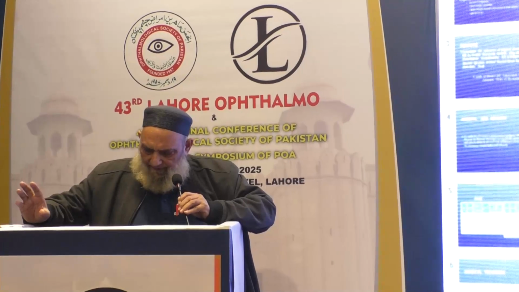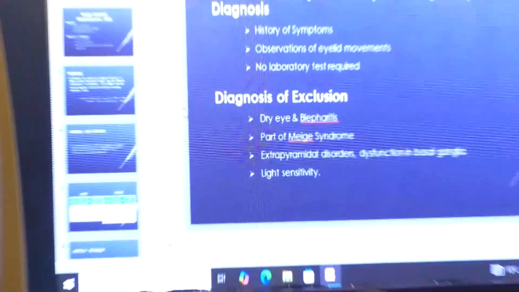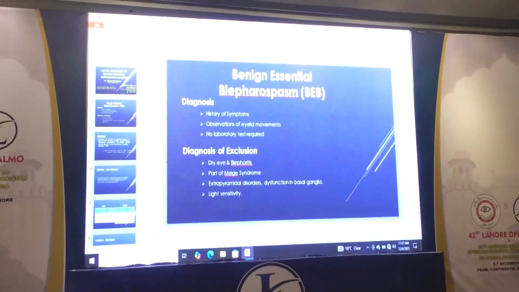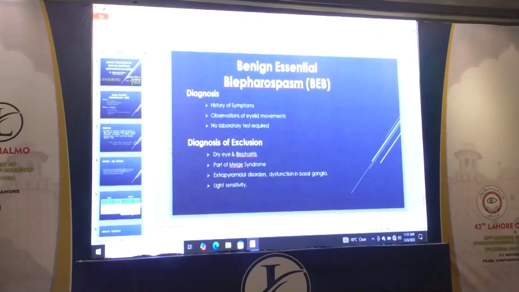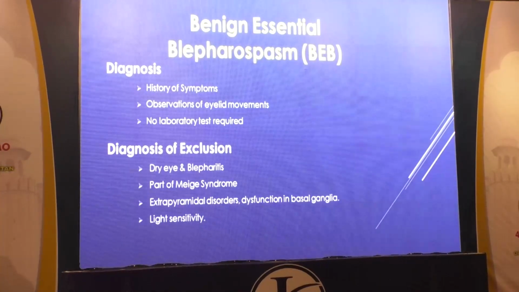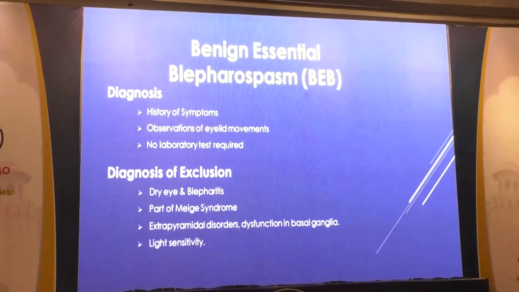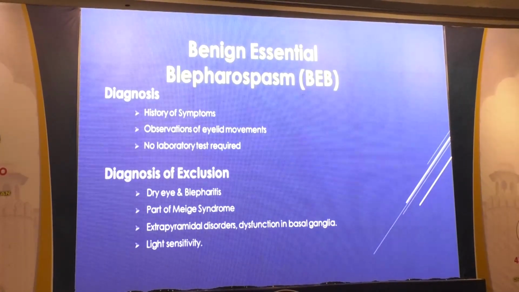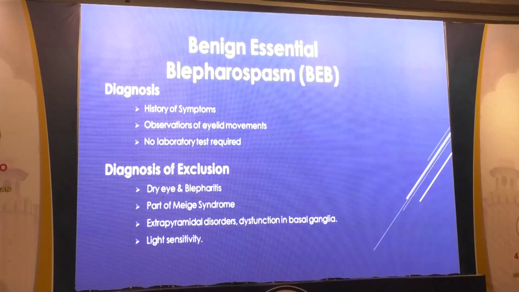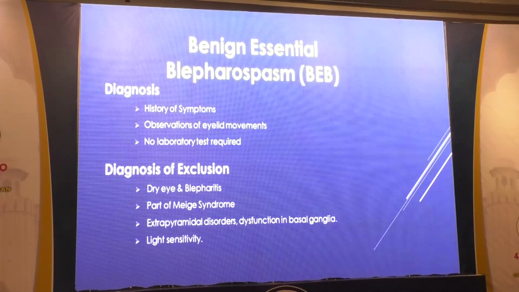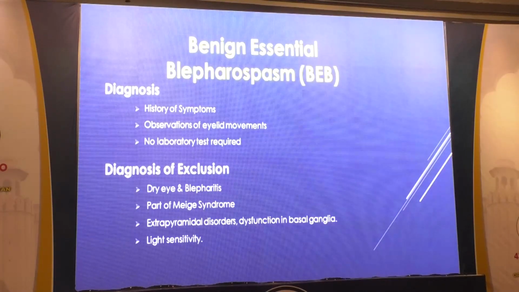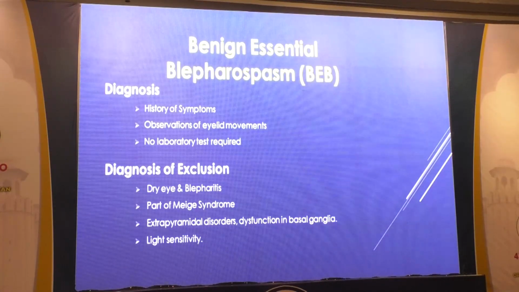Now, for diagnosis, we see the movement of the lids, and we ask the history, for how long and what is the lifestanding. We don't need any laboratory test to diagnose this disease. And we have to exclude the secondary causes, which are dry eye, blepharitis, eye irritation. Then there can be Meige syndrome if there is oral involvement, and we have to rule out extrapyramidal dysfunction of the basal ganglia. Similarly, the patients may have light sensitivity.